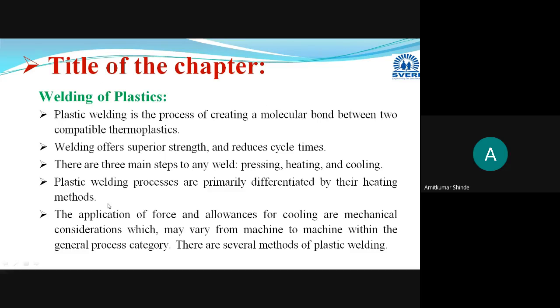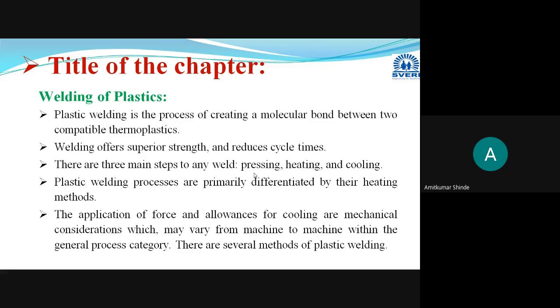Okay, and why are we performing this welding process? You can refer to the second point. Welding process will give you superior strength and it reduces the cycle time. And there are three main steps in any kind of welding operation. Already you are aware of this. Some pressing operation, applying the pressure, some heating, and after that we are going to cool it.